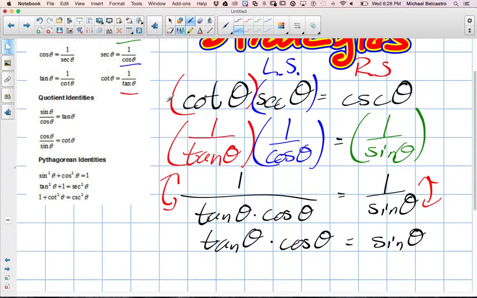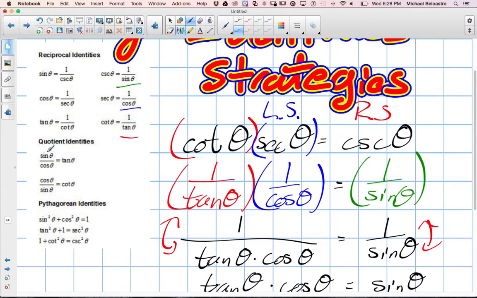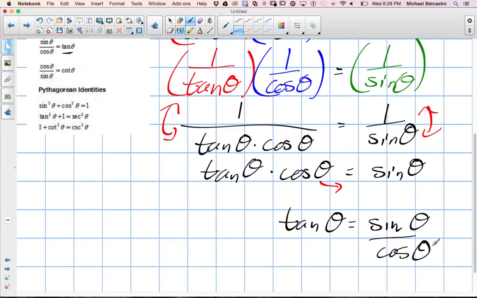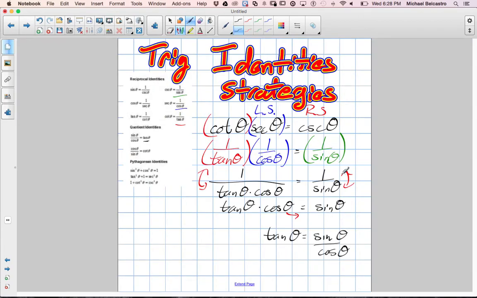And hey, I just remembered something. If we look over here, quotient identities, tan is equal to sine over cos. Well, I can isolate for tan by bringing cos over and dividing by it. So we'll end up with tan theta is equal to sine theta over cos theta. Great. So we've gone about proving it. That's perfect, but particular, right?